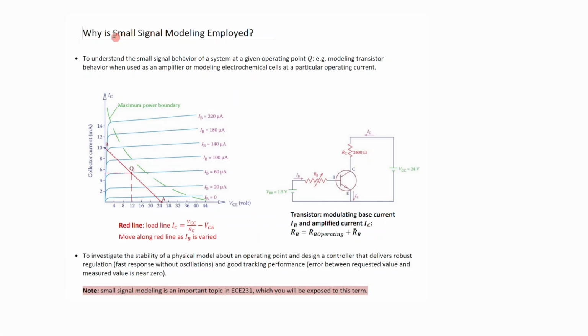All right, so now let's consider, for instance, why small signal modeling is employed. There are a number of scenarios in which it can be used, but we'll be using an example here, which is more or less consistent with what you'll be discussing in ECE 231 this term. What we'd like to do is understand the small signal behavior of a system at a given operating point Q. We're using a transistor here as a case study, and we want to model the transistor behavior when used as an amplifier. Other options are, for instance, to model electrical cells at a particular operating current. So we'll just stick to this particular example.